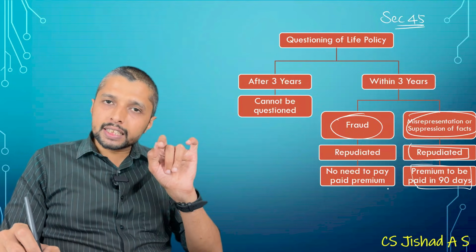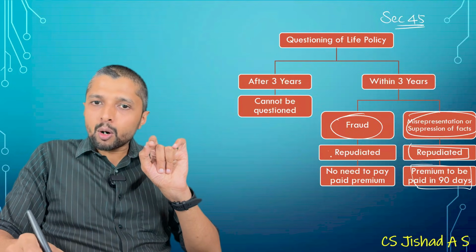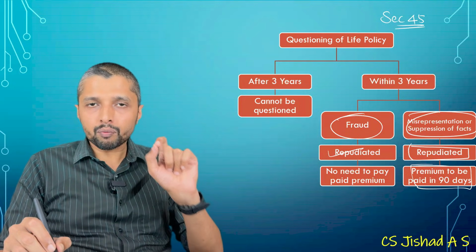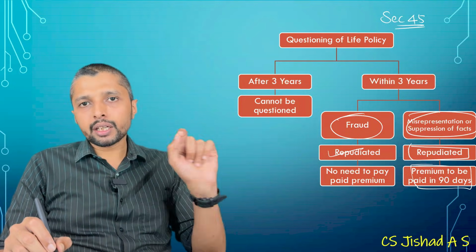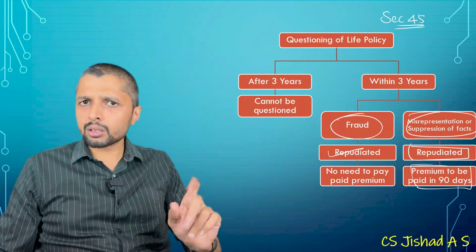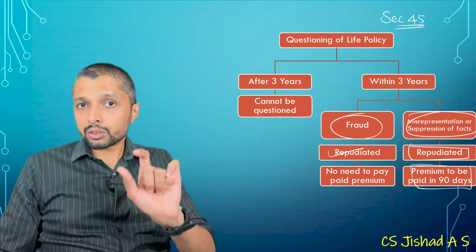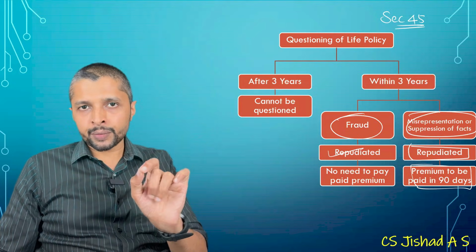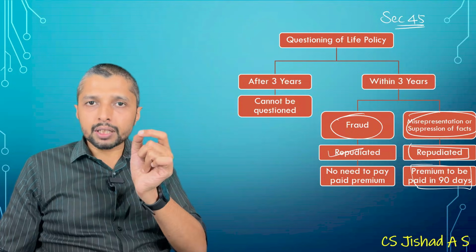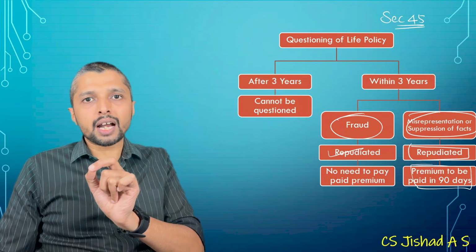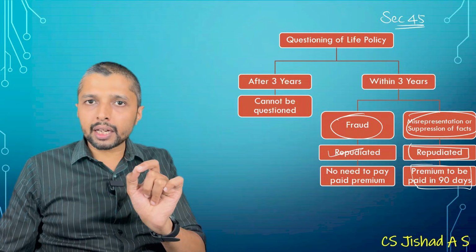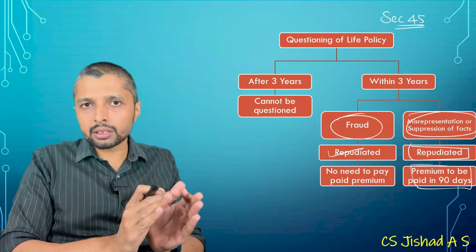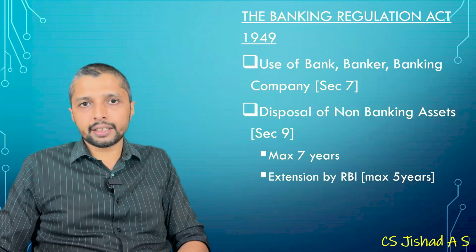Okay. If it is in the case of fraud, the policy will be repudiated, and there is no need to pay the amount of premium which is paid by the insured to the insurance company or to the insurer. Okay, so in the case of fraud, there is no need to repay the premium, but in the case of misrepresentation or suppression of fact, the amount of premium which is paid by the insured will have to be paid by the insurance company within 3 months or 90 days.